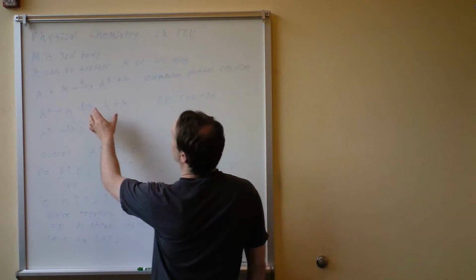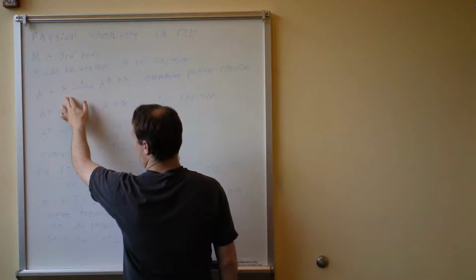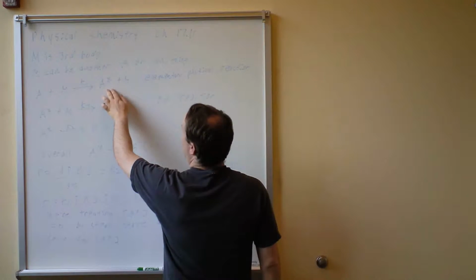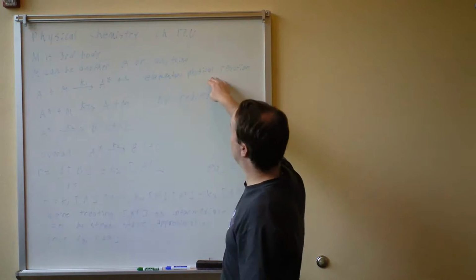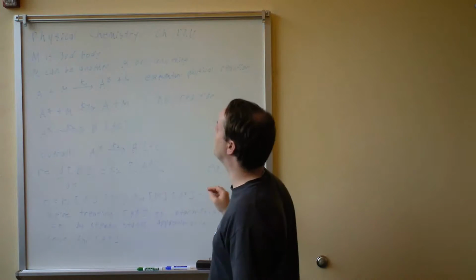What this means is that A and M collided. Some of the energy was transferred from M to A. So now we have A in an energized state. So A star means A with energy. Okay, so this is a physical reaction after this random collision between A and anything else.